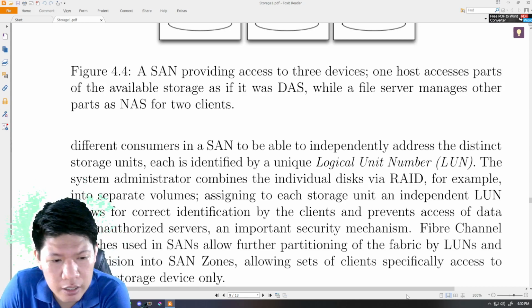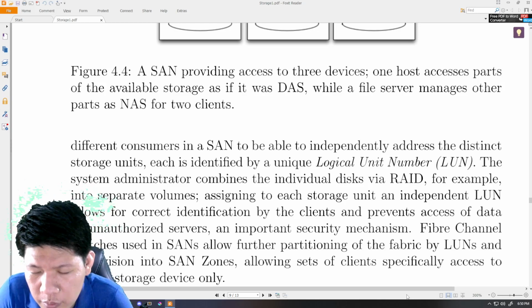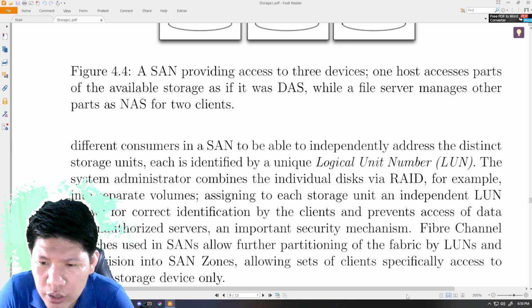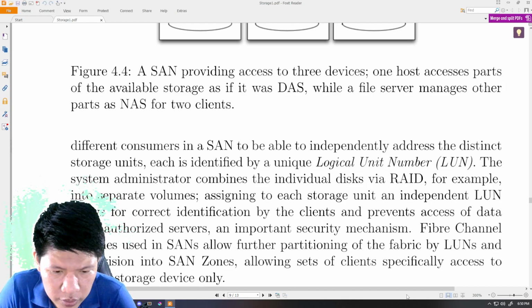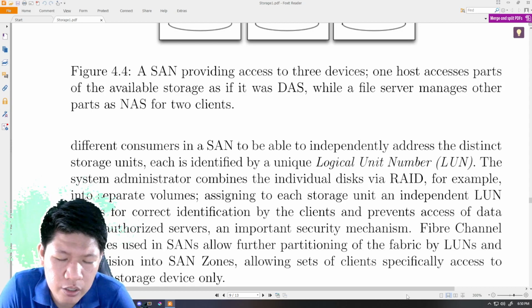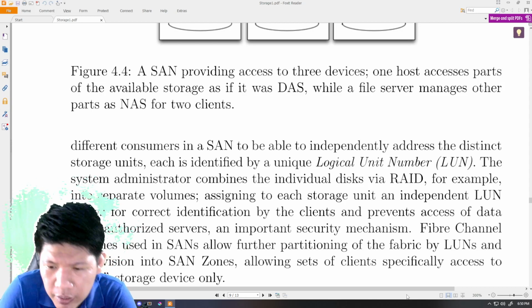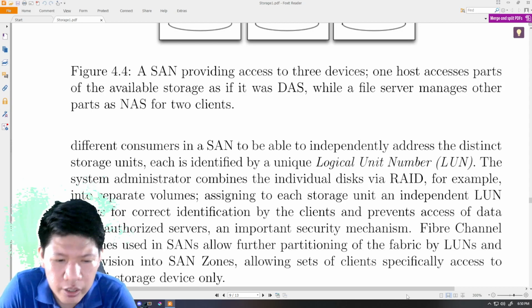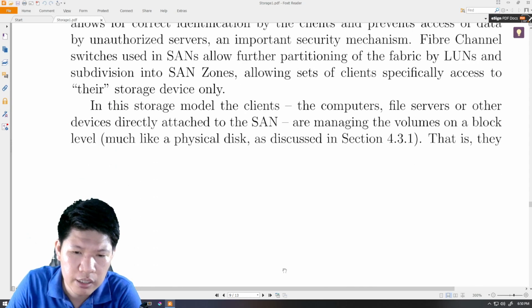For Fibre Channel switches that use SANs, it allows further partition of the fabric by the LUN, or logical unit number, and the subdivision into zones, allowing a set of clients to specifically access their storage devices. So a good example for this is setting up a virtual machine.